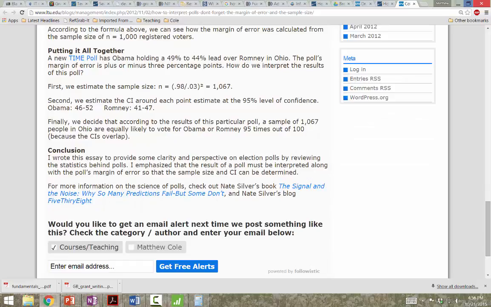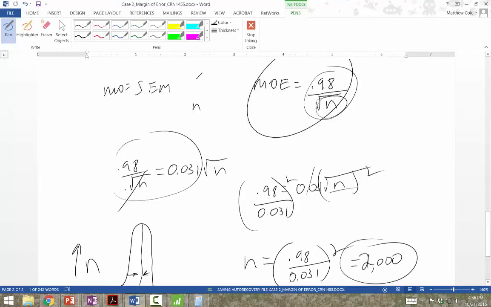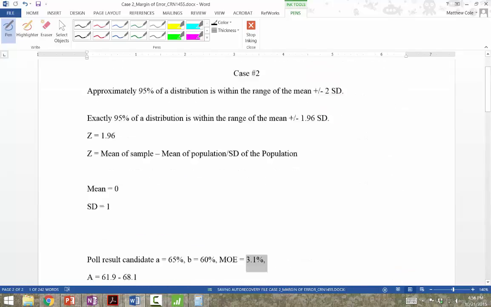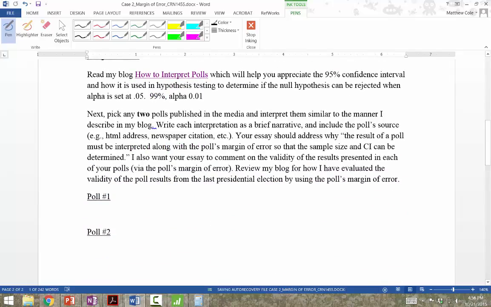So what I want you to do in your case study, right, is select any 2 polls published in the media and interpret them by giving me the poll result. I want to see the margin of error. I want to see the sample size. And I want to see your interpretation.